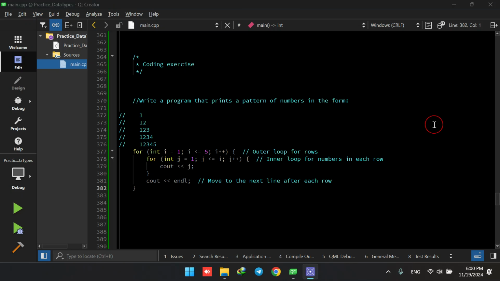Hello everyone, welcome back. Today we are going to do another coding exercise here. We would like to write a program that prints a pattern of numbers in the form below. So this is the form that we would like to print.